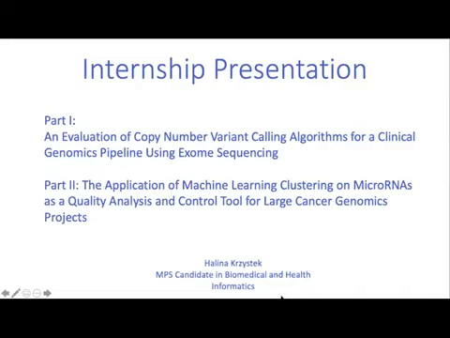There are two parts, the first part being an evaluation of copy number variant calling algorithms for NC Genes here at UNC using exome sequencing. And part two is the application of machine learning clustering on microRNA data as a QA/QC tool in large cancer genomics projects here at the high throughput sequencing facility at UNC.